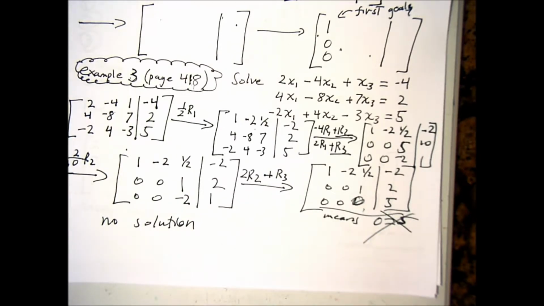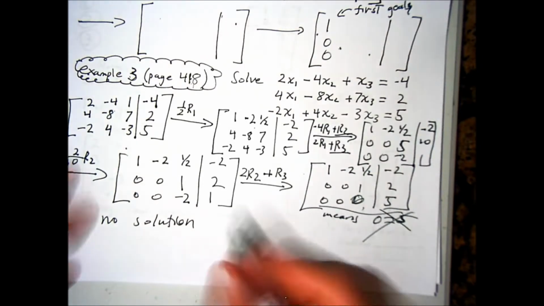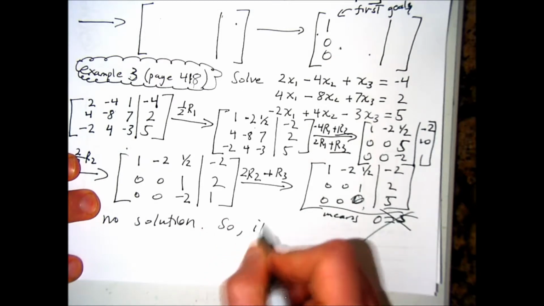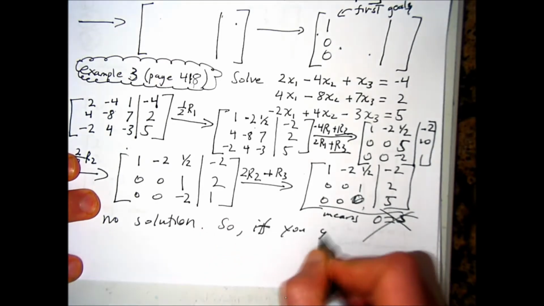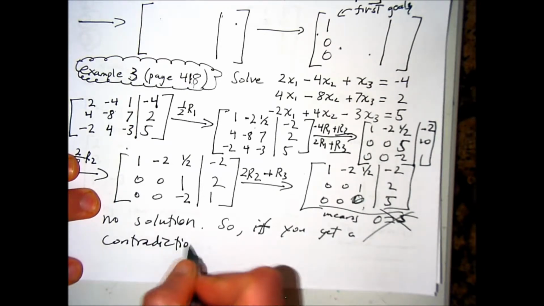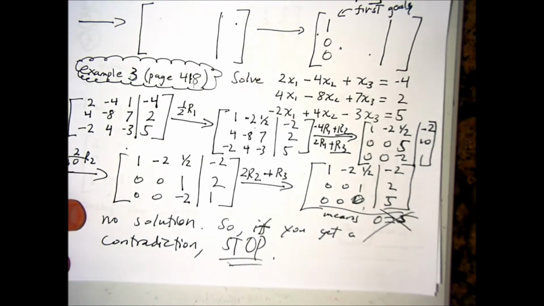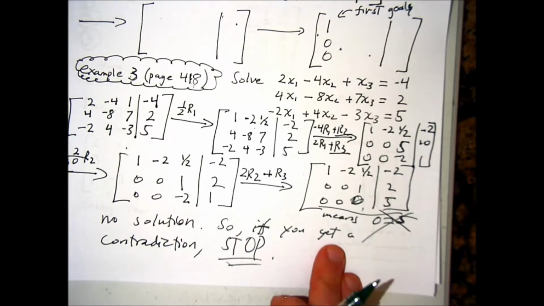Alright, so you stop here. Notice that it's not yet in reduced row echelon form. So they're making a point with this example that you don't have to do the whole thing, because if you get this contradiction, you don't have to do the whole thing. So if you get a contradiction, stop. Don't make life worse than it has to be. Just the problem is done. All right.